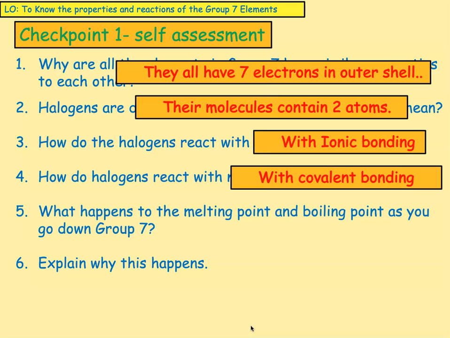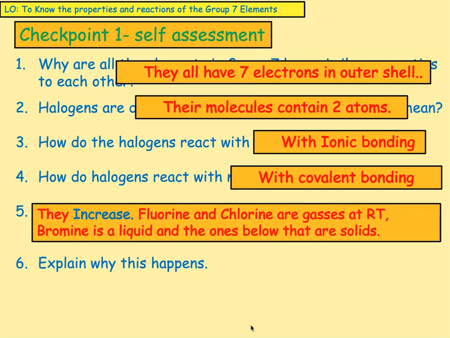What happens to the melting and boiling point as you go down group 7? They increase as you go down group 7. Fluorine and chlorine are gases at room temperature. Bromine is a liquid, and the ones below bromine are solids.